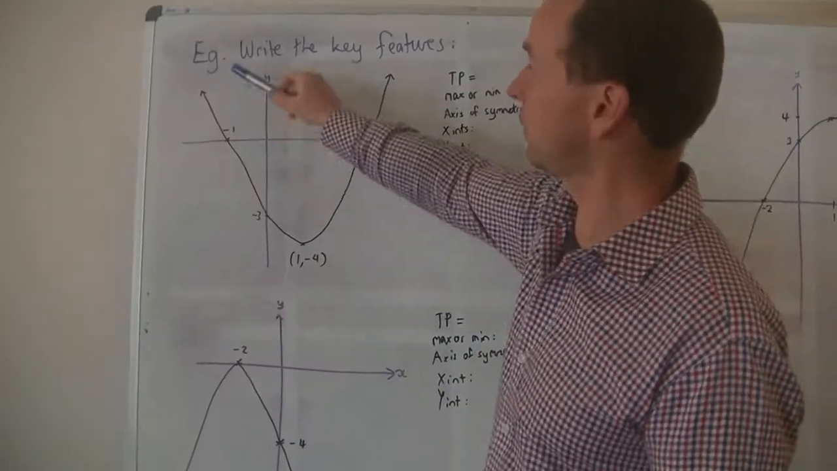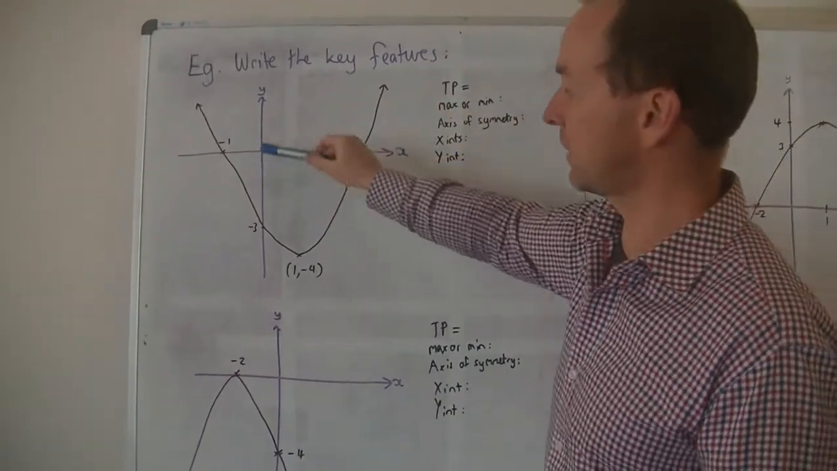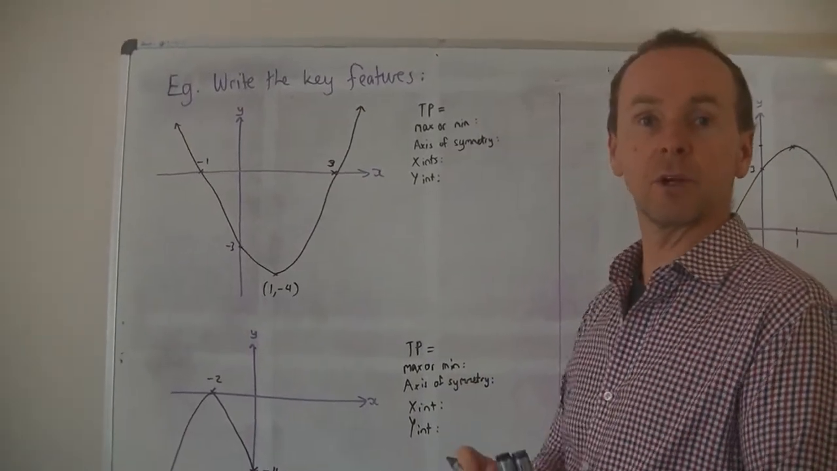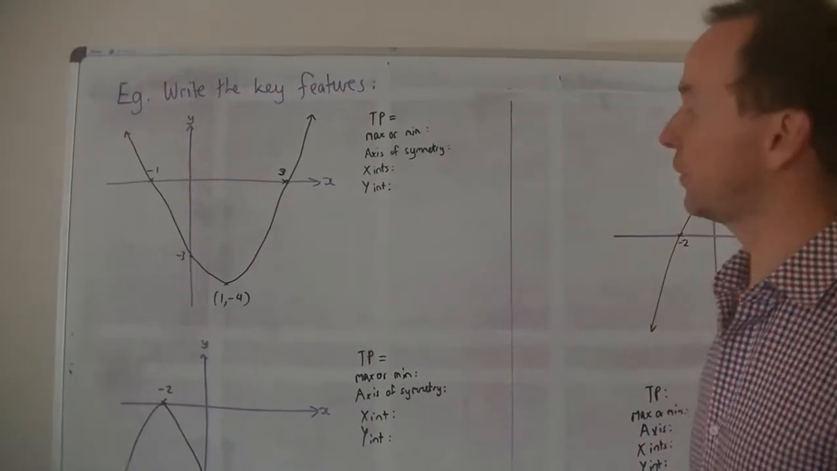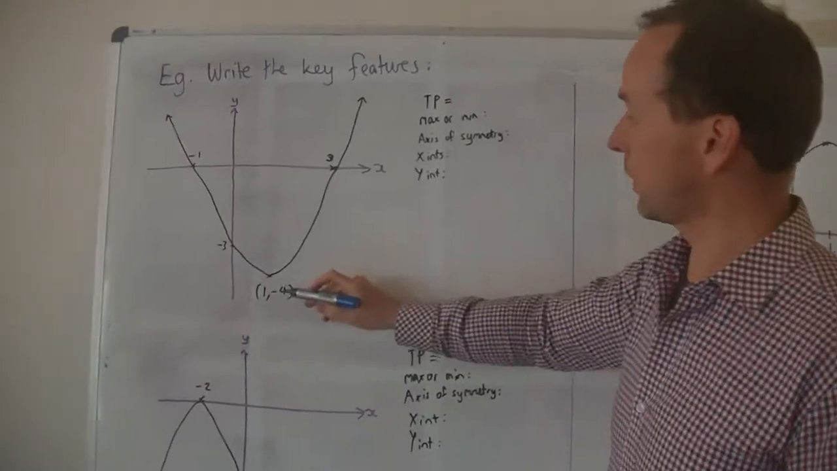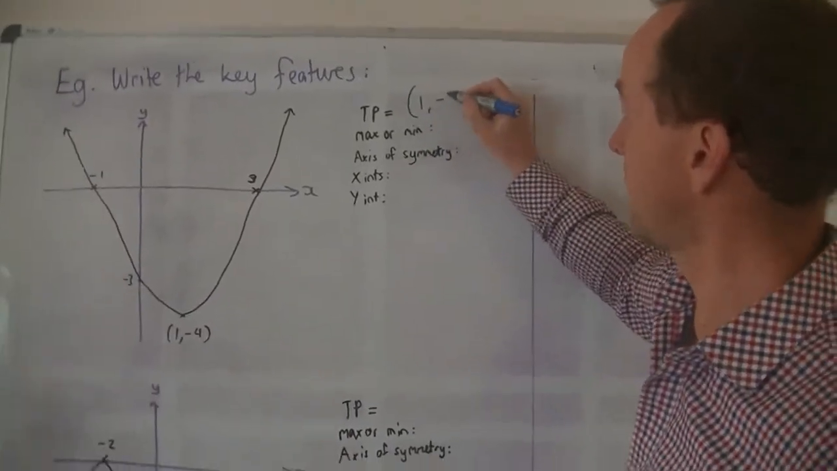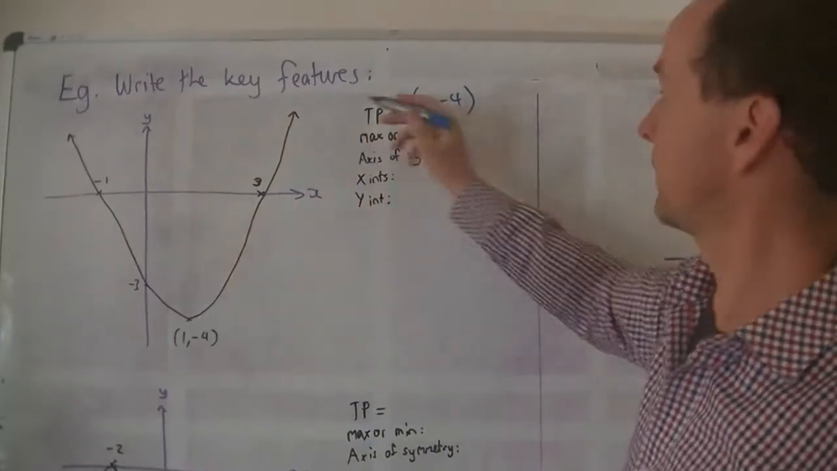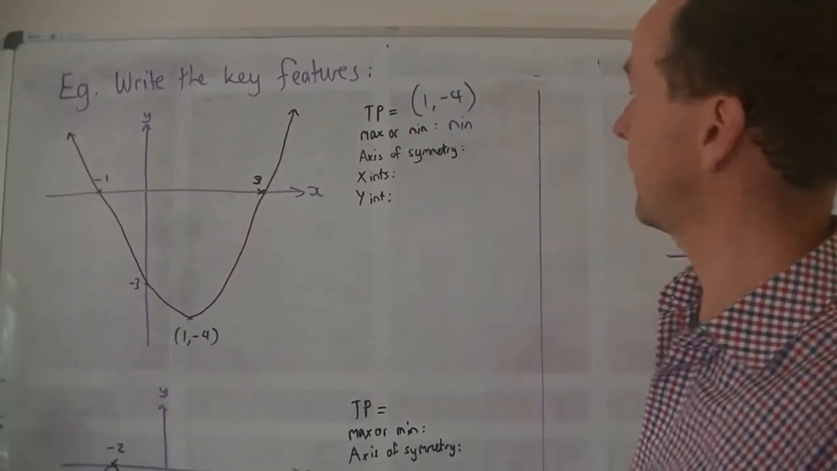And it's an upright parabola, which means that it's a minimum problem. So all we're going to do is write all that down. Hopefully you understand that from the first bit of the video. So the turning point is at 1, -4. That was easy. Is it a maximum or a minimum? It's a minimum, so we'll write that down.